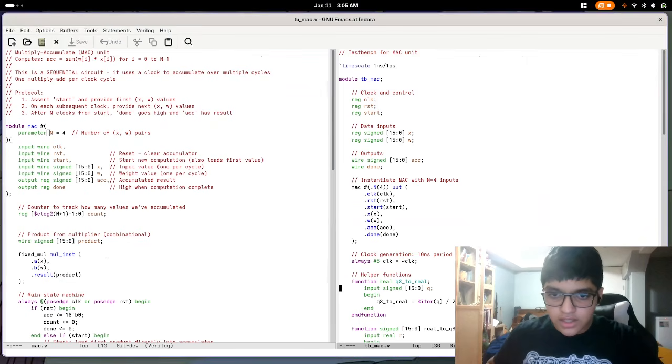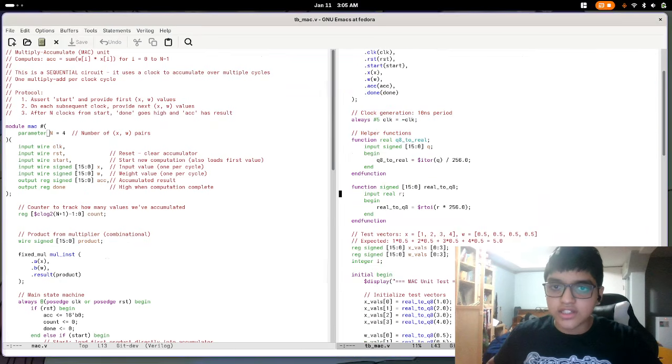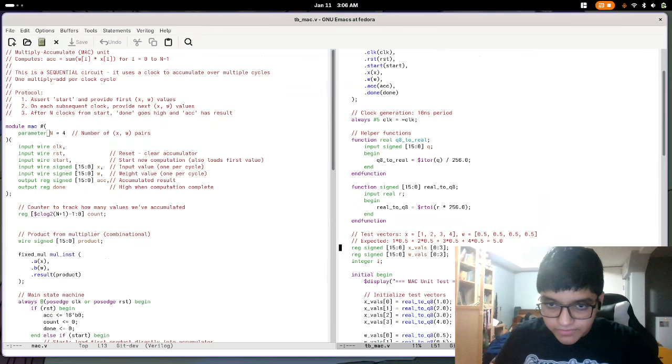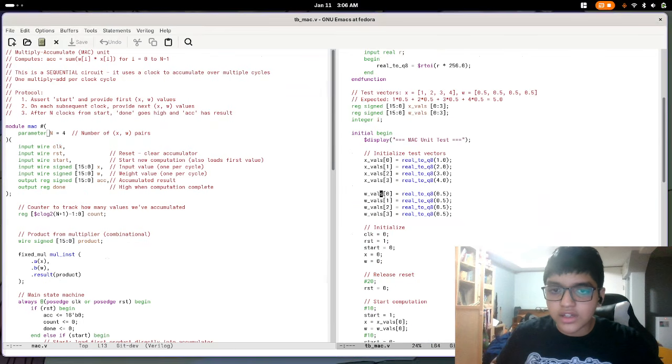These are some helper functions that just convert our weird formats to an integer or an integer to our weird formats. And over here we just have an array of x's and weights. This is what we will use to loop through each of the inputs. So our inputs are 1, 2, 3, and 4, and our weights are all just 0.5.